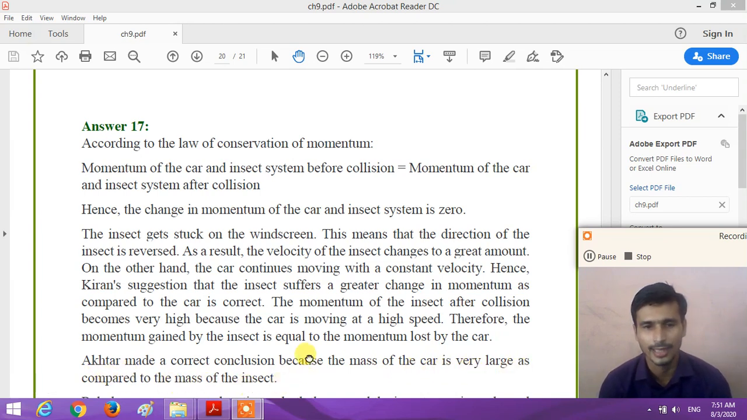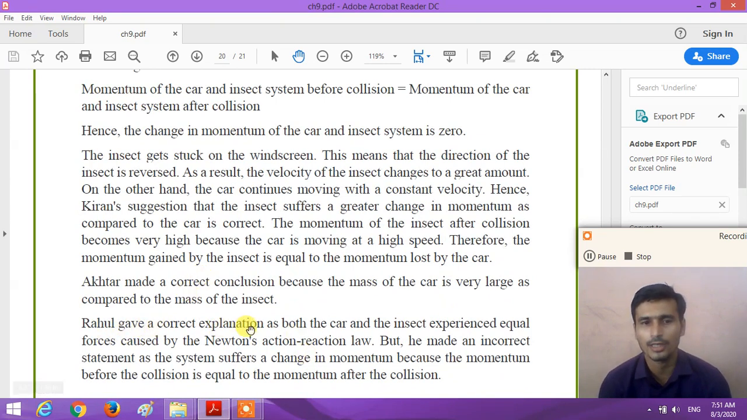of the insect. Rahul gave a correct explanation, as both the car and the insect experience equal force caused by Newton's action-reaction law, Newton's third law of motion. The force acting on the insect by the car is the same as the force acting on the car by the insect. So the forces acting on the insect and the car are the same. But he made an incorrect statement that the system suffers a change in the momentum, because the momentum before the collision is equal to the momentum after the collision.